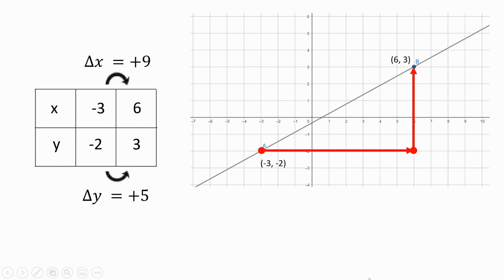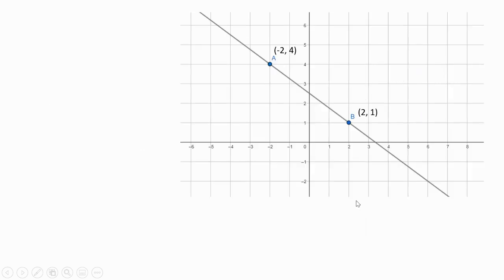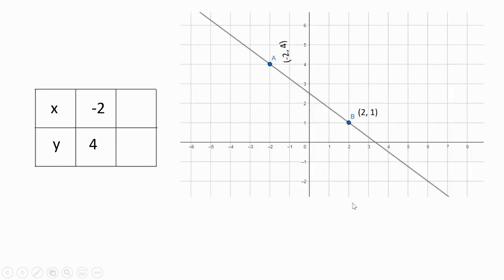Okay. And then the slope is the change in y over the change in x. So it's 5 over 9. Right. I go 9 this way, 5 that way. All right. So put everything in the table.